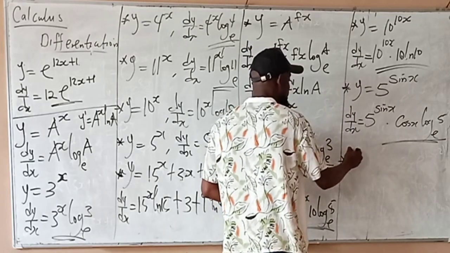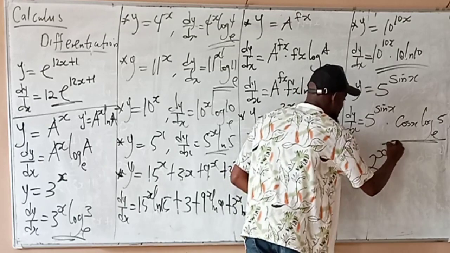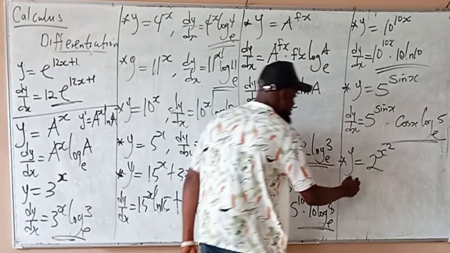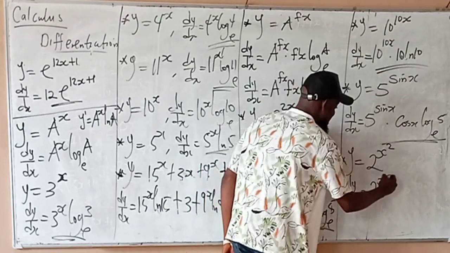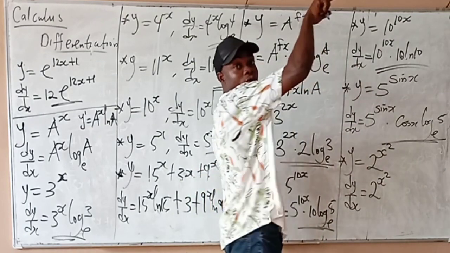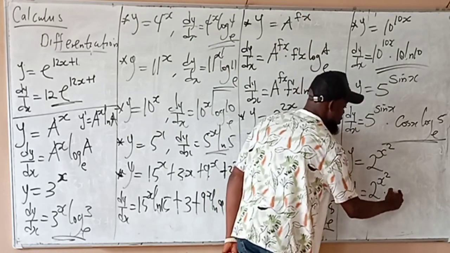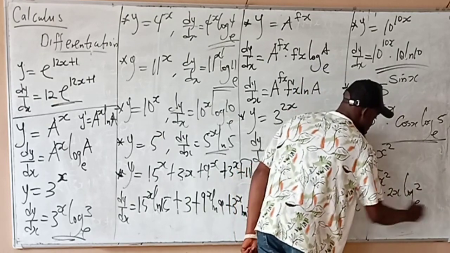So let's try something. Let's say y is equal to, let's have more questions, 2 raised power x squared. If I go to 2 raised power x squared, what is dy over dx? Which gives us 2 raised power x squared, the special function, then times differentiate x squared. We will have 2x, log of what? What is the base? 2 to be the answer.